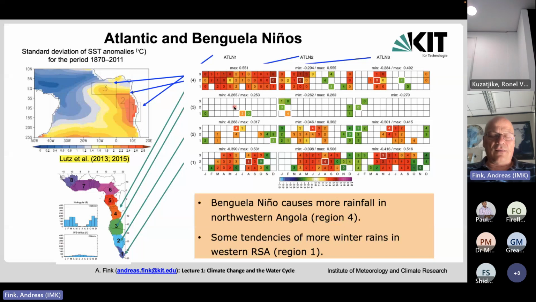For northern Namibia and southern Angola, there is not much of an influence here. Also for southern Namibia, Atlantic Niño tends to have a little more rain, especially in winter at the Cape region. But take as a message that the strong signal here is, of course, in northern Angola.